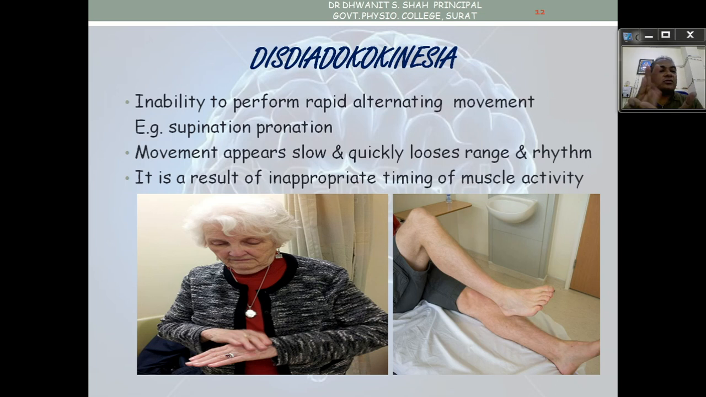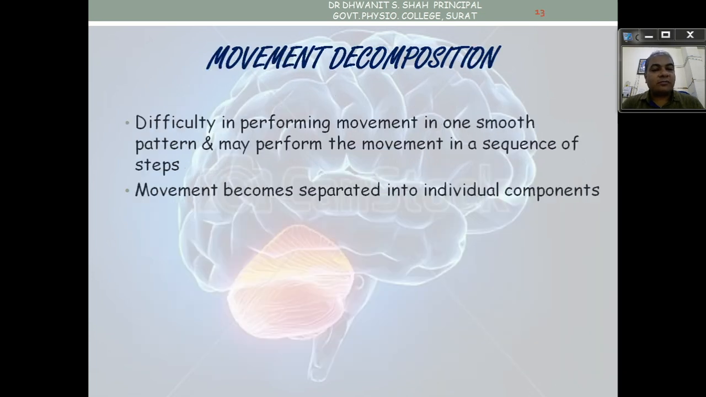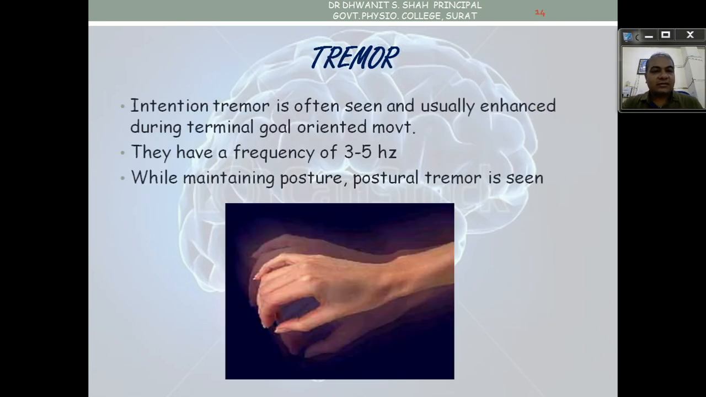Dysdiadochokinesia, rhythmic rapid movements, we saw in detail: the patient is not able to do them in a rapid way. The patient does very slowly, or if doing slowly, then also makes a repetition of the same movement again, making mistakes, not doing alternating movement. It can be checked in the upper limb as well as in the lower limb. We have to give different targets for the lower limb.